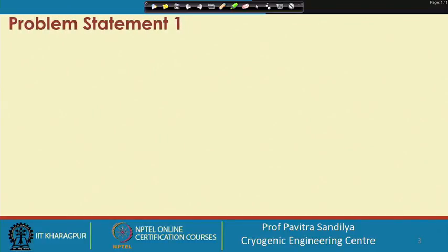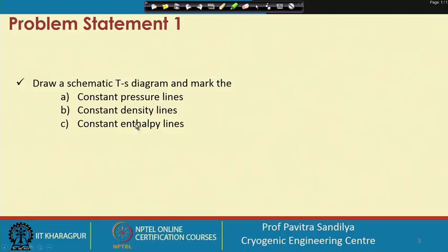So, first we shall draw the schematic diagram of the TS diagram and mark the constant pressure lines, constant density lines and constant enthalpy lines. These form the basis of the analysis, because every time you are going to analyze the problems, you have to see the TS diagram. So, first let us see how we can read the TS diagram.